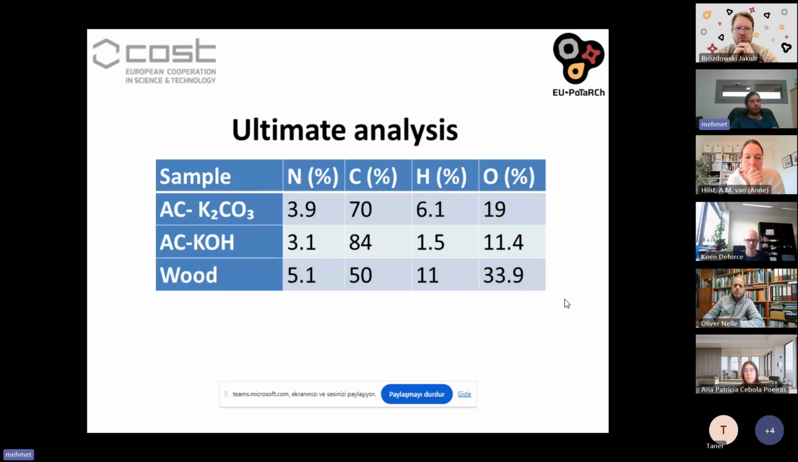The oxygen content decrease is particularly more pronounced in the potassium hydroxide activated sample because, as I said before, potassium hydroxide is much more effective and aggressive than potassium carbonate. And similarly, the hydrogen content of the potassium hydroxide activated carbon shows a higher decrease rate than the other activated carbon. It means potassium hydroxide activated carbon has a comprehensive breakdown of aliphatic components and the formation of a more developed carbon network.